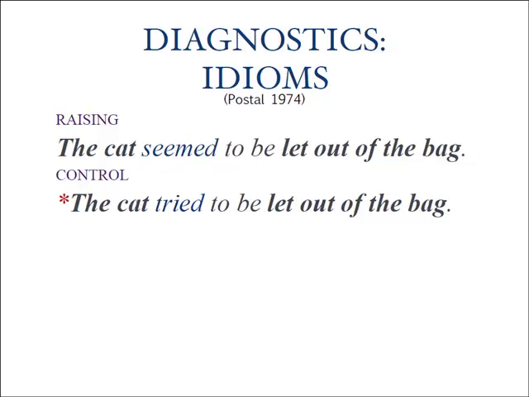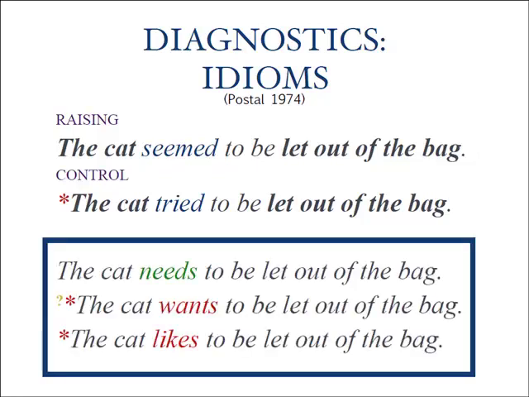If we say "the cat tried to be let out of the bag," it's actually grammatical, but in that case, you have an actual cat in an actual bag. So you have a problem there. So this is telling us, again, that seem is a raising verb, try is a control verb. Right, we can do the test again.